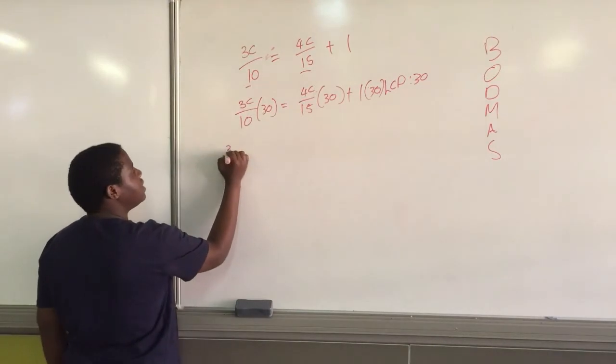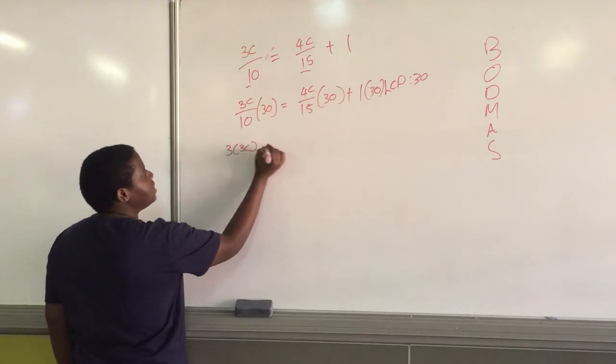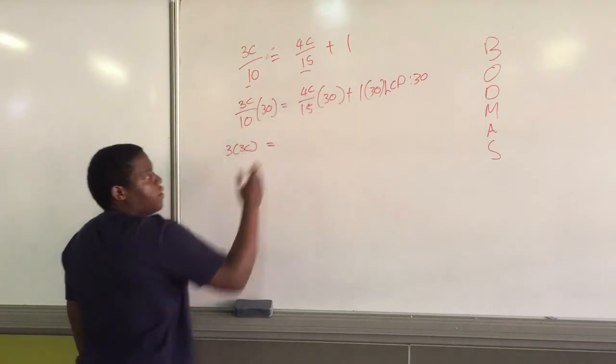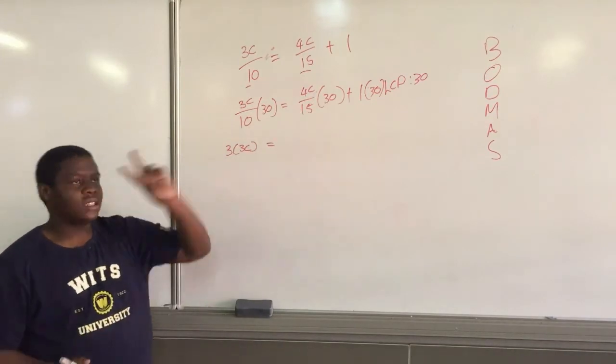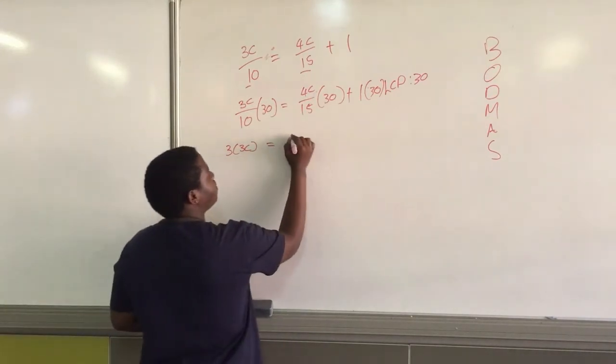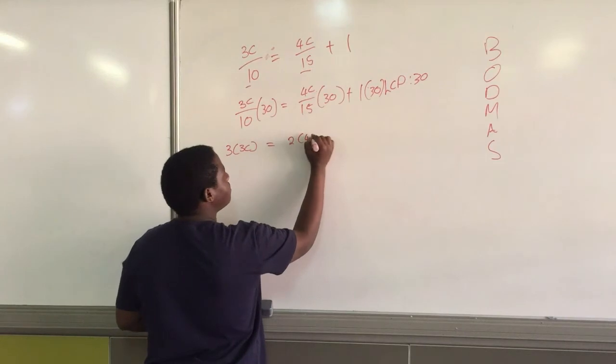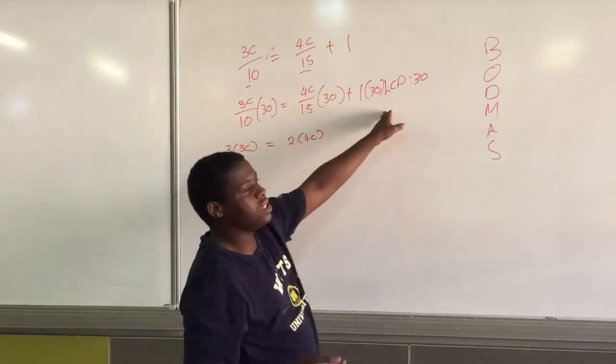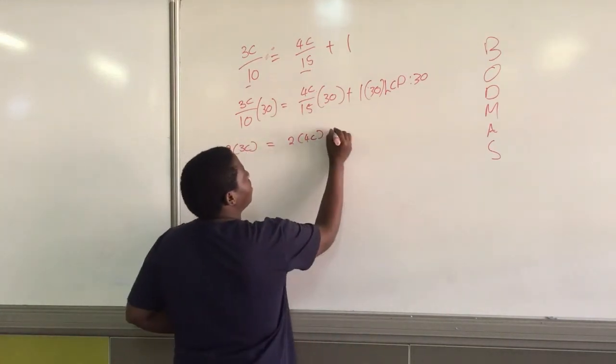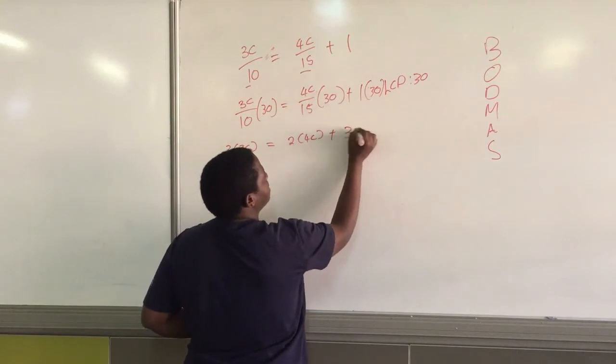So we'll say 3 into 3c is equals to 15 into 30. We know that that's 2 times, so we'll have 2 into 4c. And 1 into 30 happens once, which will be just 30.